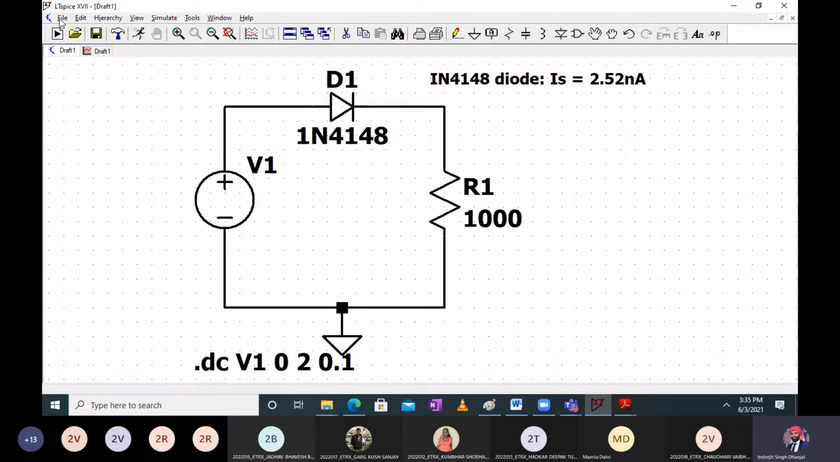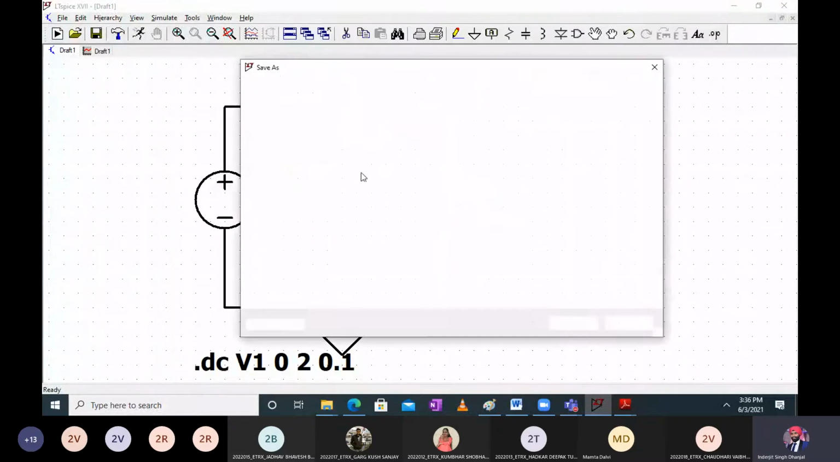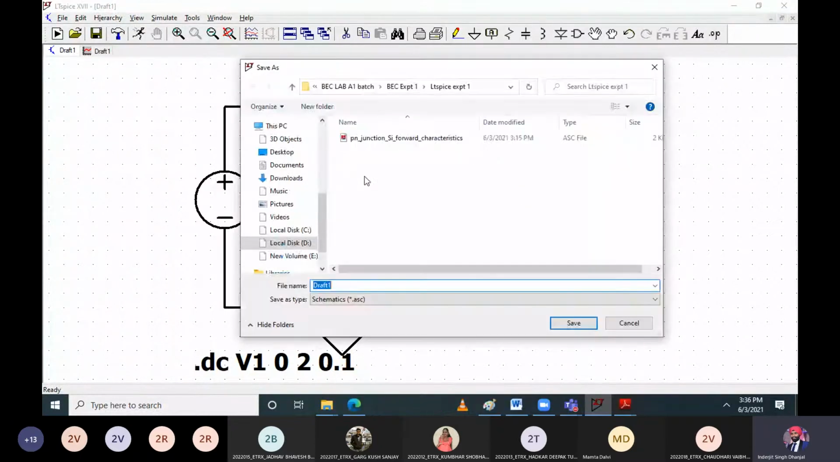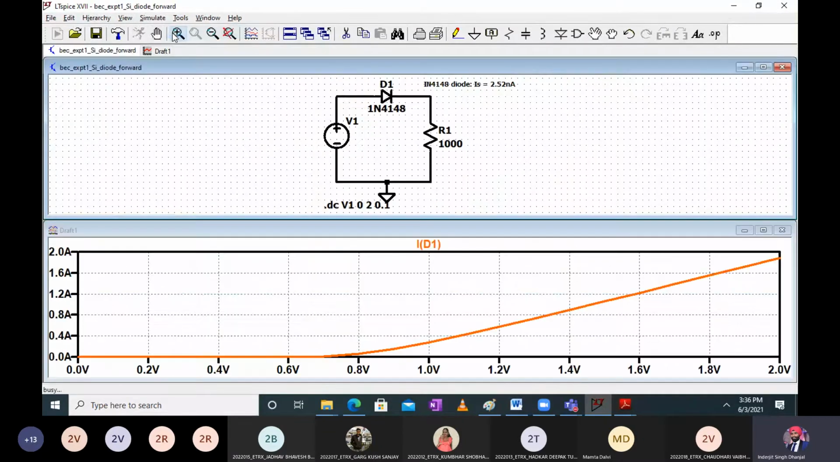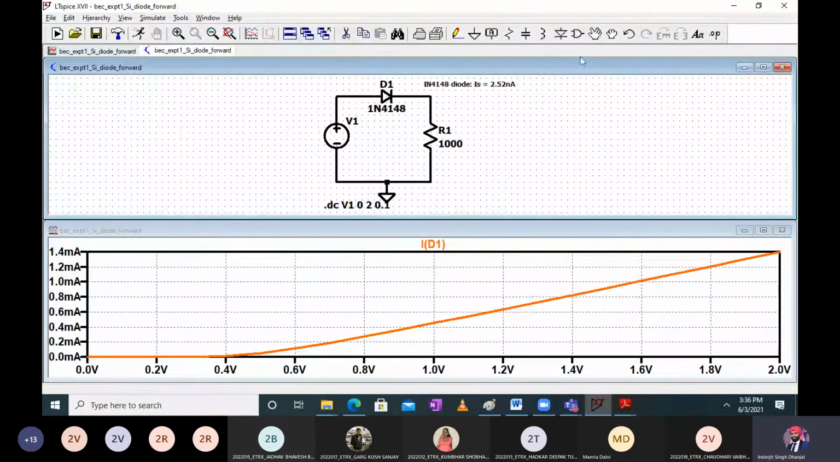So do one thing. Sometimes the computer doesn't save the file. So go to file, click on save as, and save it as BEC experiment number 1 silicon diode forward characteristic, something like this, which you can remember, and click on save, so that even if accidentally the computer switches off, your file is saved with you.